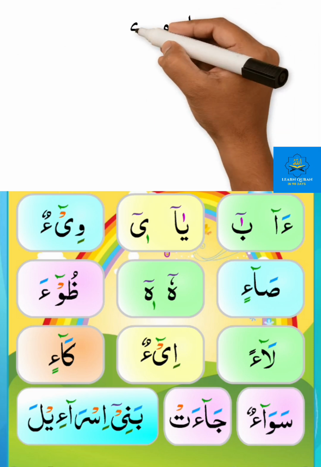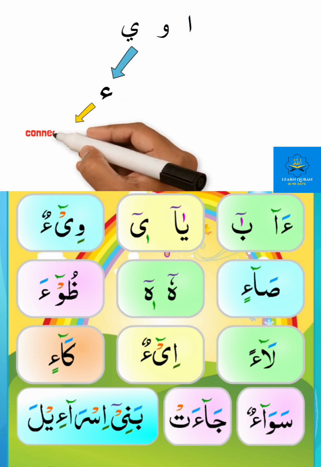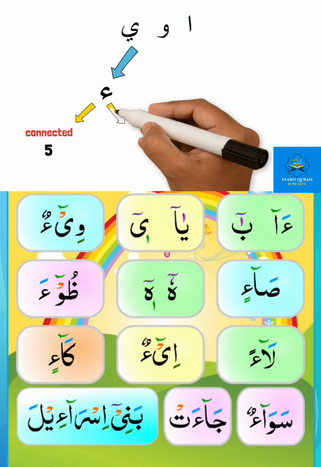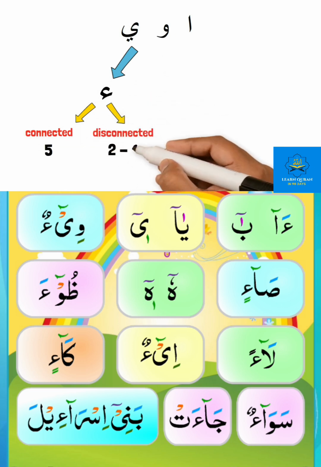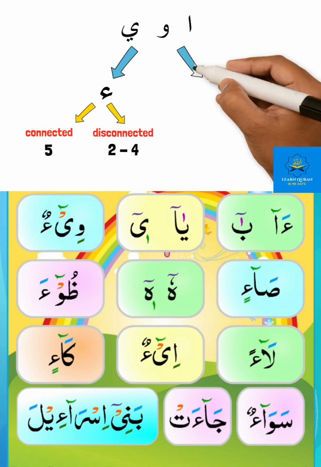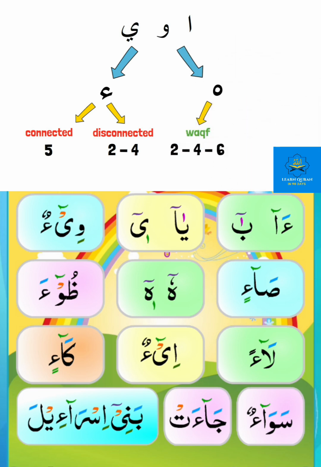To summarize everything, if you see a long vowel followed by a Hamza that is connected to the same word, we lengthen it for 5 counts. If you see a long vowel followed by a Hamza that is disconnected from the same word, it is optional to lengthen it for 2 or 4 counts. If you see a long vowel followed by a Sukun due to the rules of Waqf, it is optional to lengthen it to 4 or 6 counts.